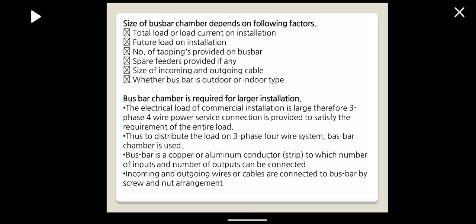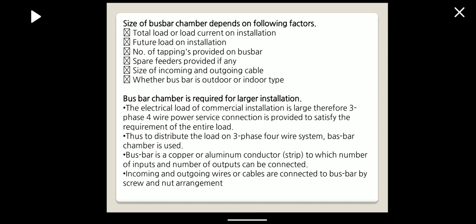The electric load of a commercial installation is large, therefore a three-phase four-wire power service connection is provided to satisfy the requirement of the entire load. Thus, to distribute the load on the three-phase four-wire system, the bus bar chamber is used.